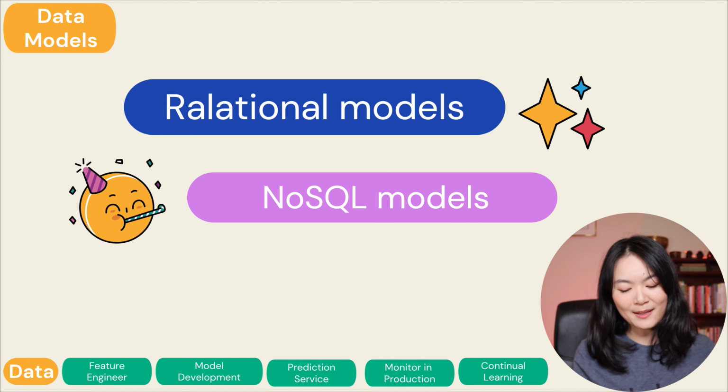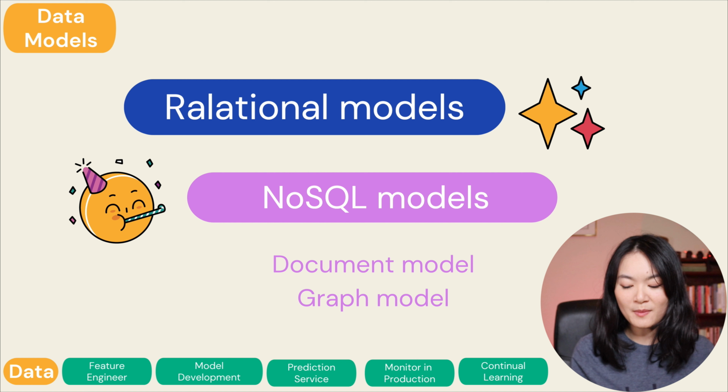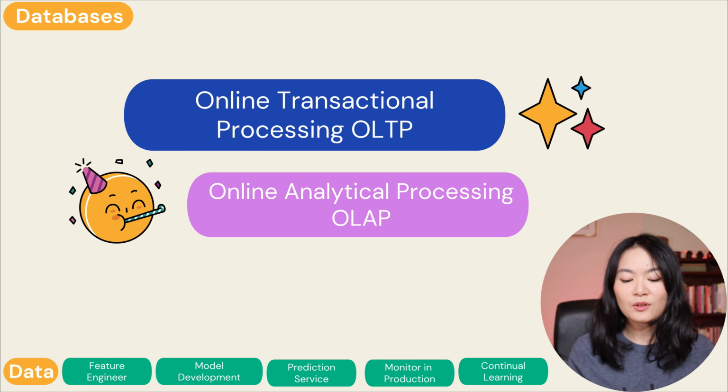Data models describe how data is represented. There are two types of data models, relational models and NoSQL models, which include the document model and the graph model. Data storage engines, also known as databases, are the implementation of how data is stored and retrieved on machines.